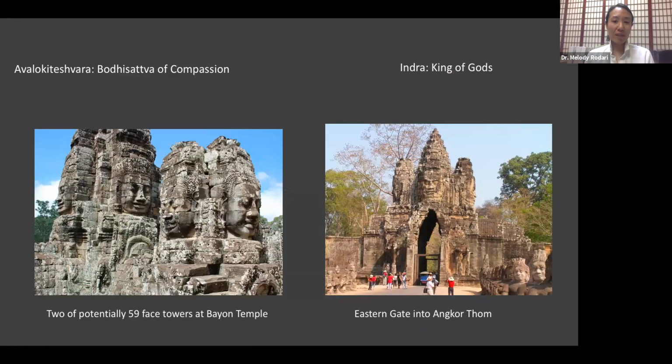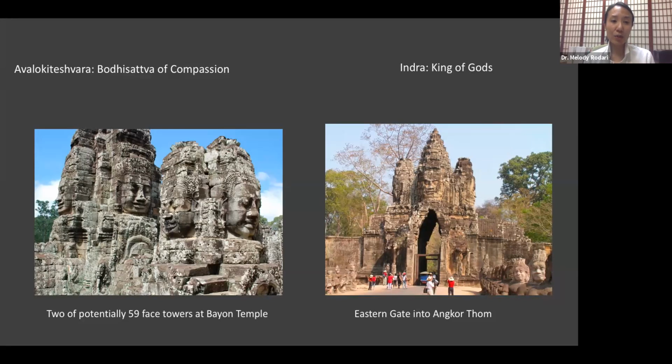In terms of some of the visual iconography at the Bayon Temple, but also in Angkor Thom, it's a bit of an enigma. So as you enter this great city of Angkor Thom, right, you are met with these towers that have 4 faces on them. So on the left slide, you see 2 of these face towers at the Bayon Temple, and then you see one of the entrance gates to the city of Angkor Thom. And they all include these 4-headed towers, right?